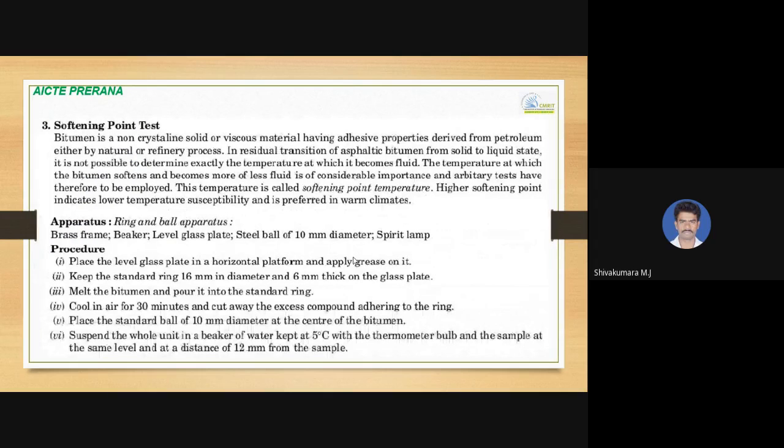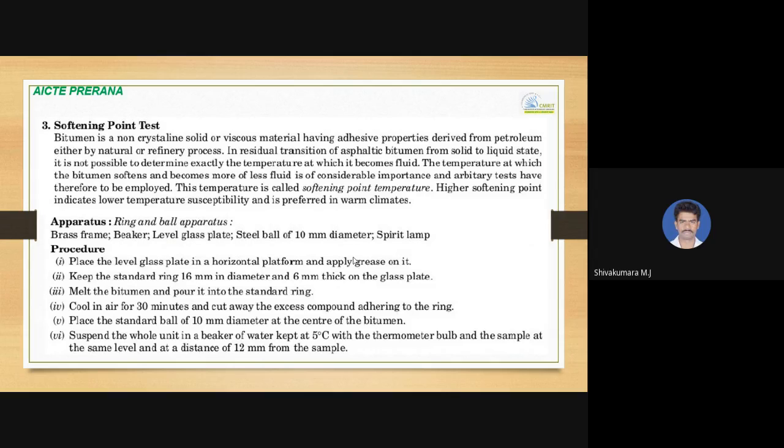Next experiment, it is the softening point test. Bitumen is a non-crystalline or viscous material having adhesive properties, derived from petroleum either by natural or refinery process. In the transition of asphaltic bitumen from a solid to a liquid state, it is not possible to determine exactly the temperature at which it becomes fluid.